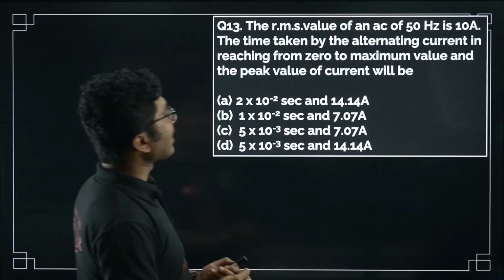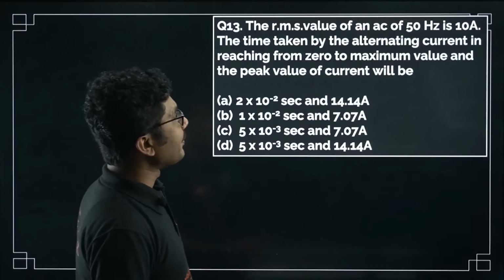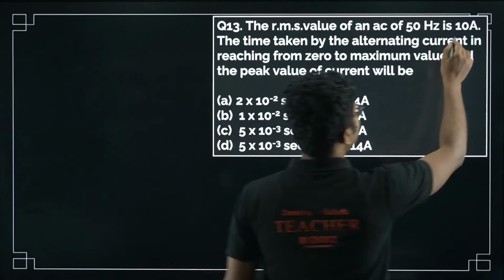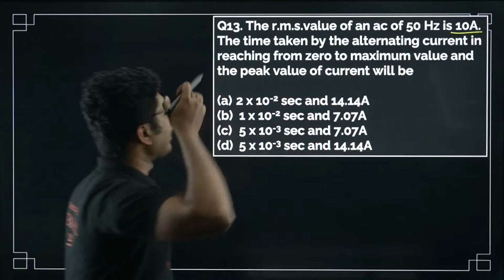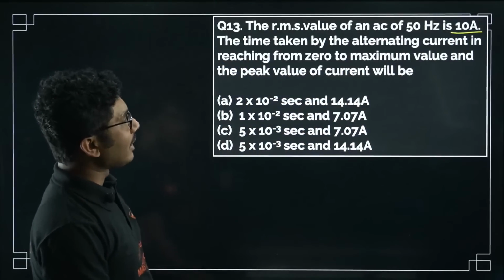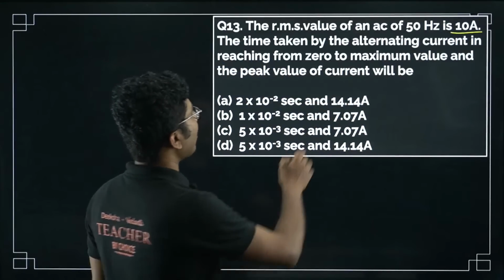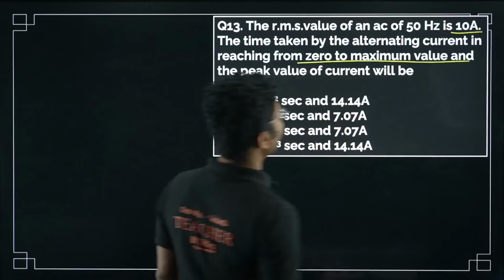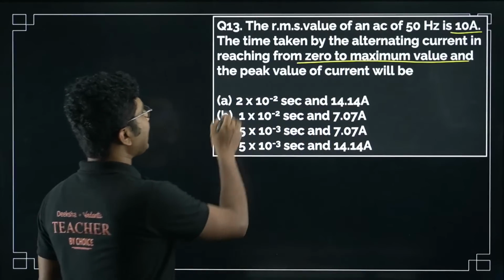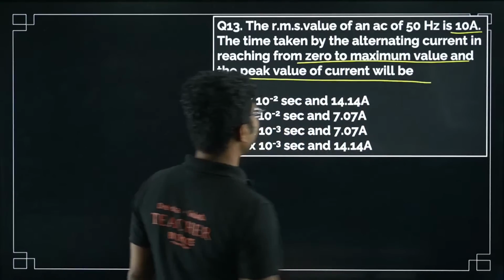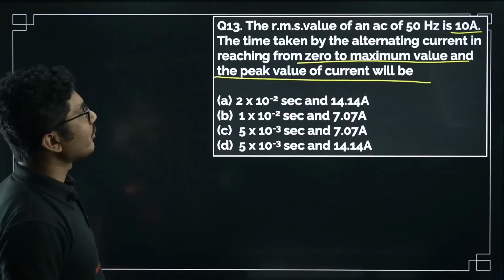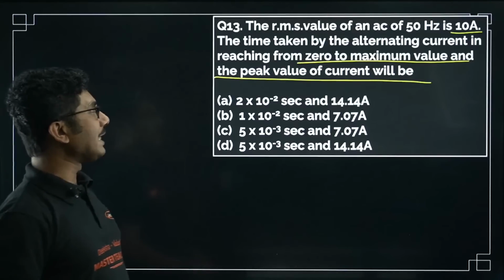The RMS value of an AC of 50 Hz is 10 ampere. So RMS current is given as 10 ampere. The time taken by the alternating current in reaching from 0 to maximum value and the peak value of the current will be. Okay, so 0 to maximum value and the peak value.